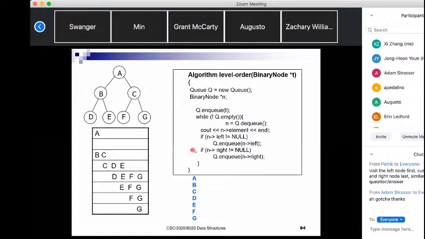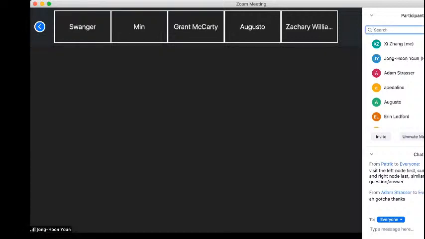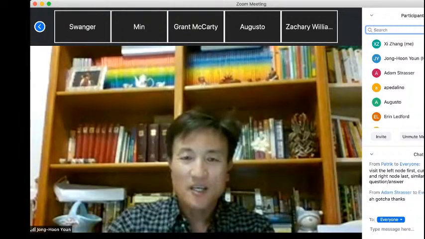Okay. So I hope, Ennis, do you have an idea for the level order traversal? So if I use it, I cannot move to the next slide. It happened again. So stop sharing, and then I will share my slide again.